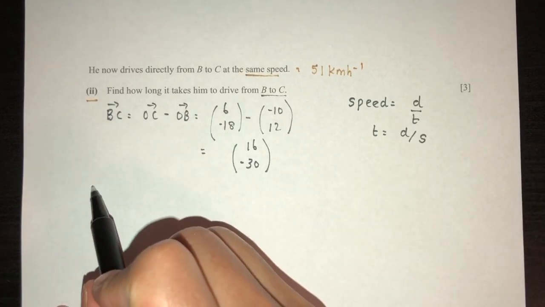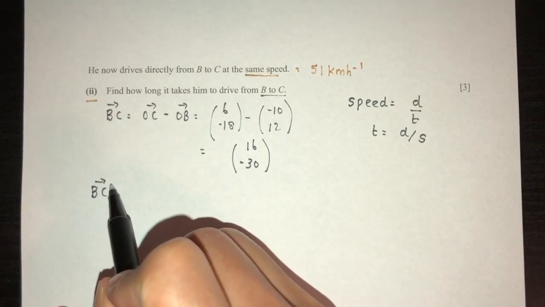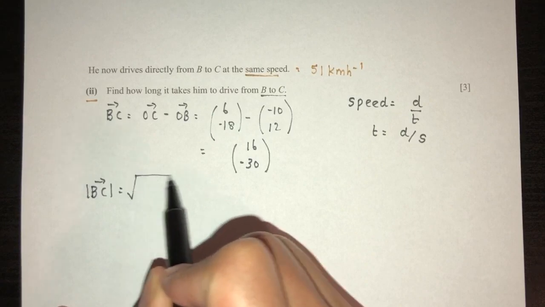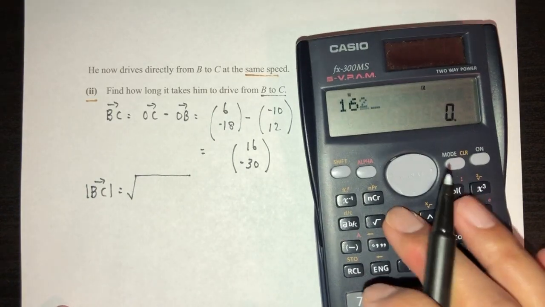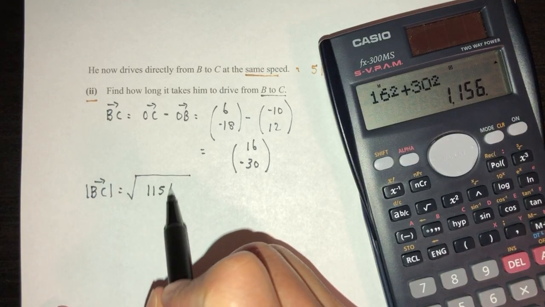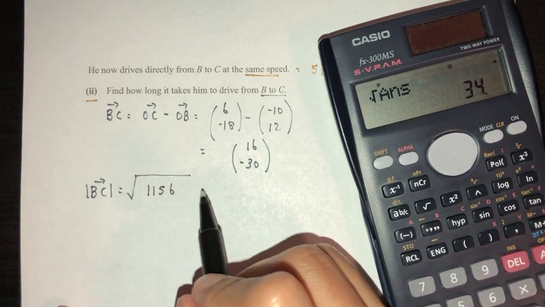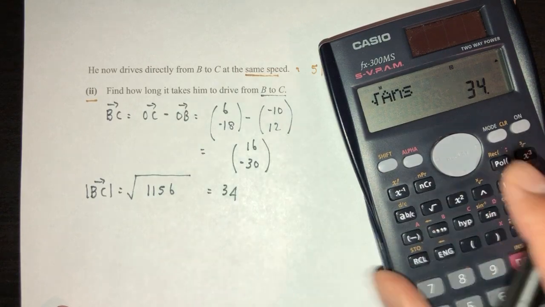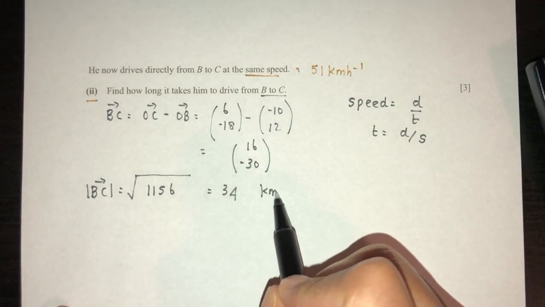Now, we have to find the magnitude of BC. That will be square root, square the first value, plus 30 square as well. That will be 1156. Square root, that will be 34. This is the distance in terms of kilometers.